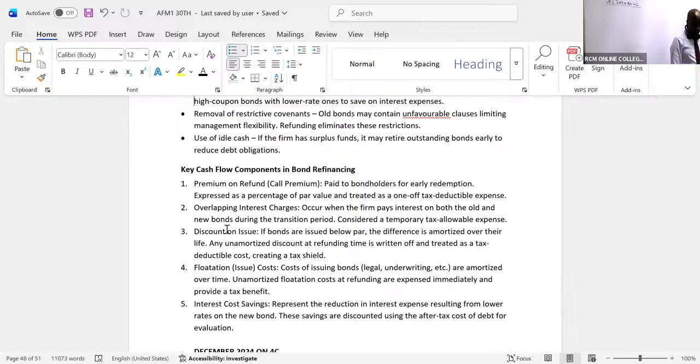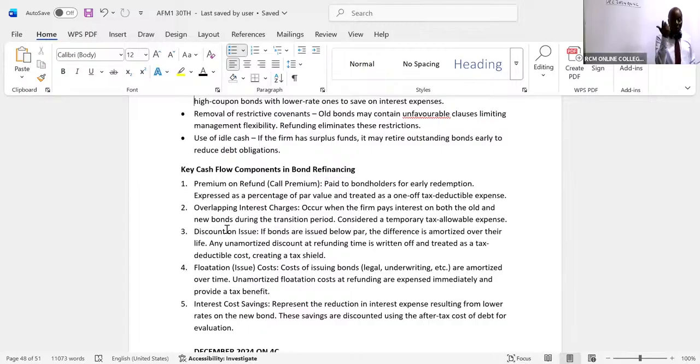All is well. Key cash flow components in bond refinancing. So whenever we talk of bond refinancing, what are the key concepts which I would be using to solve this question? Number one, we have what we call premium on refund. When you are retiring these old bonds, when you are repaying back these old bondholders, they will tell you, hey, you've retired our money prematurely. In this case here, give us a premium. Just like in most mortgages. Most mortgages, they'll always tell you to pay them something up.